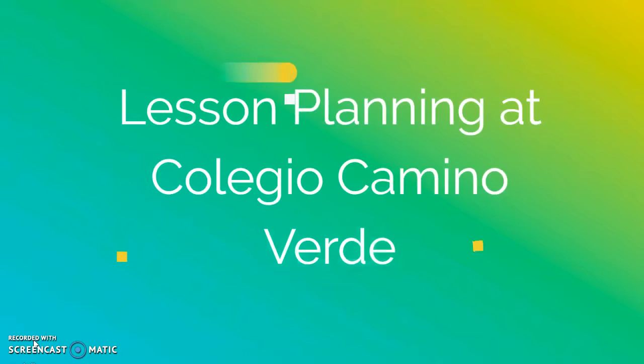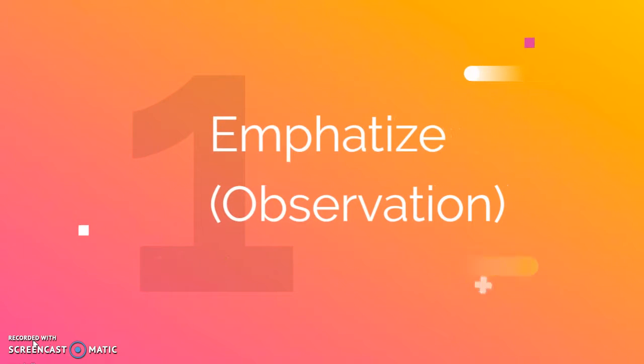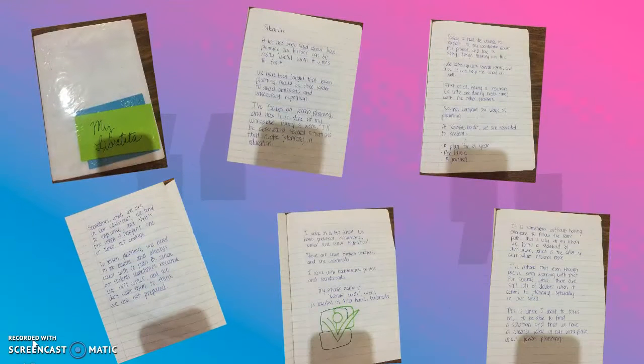The first one is empathize, or observation. On this stage, you have to observe every situation that is presented in your environment. So you have to keep record of everything that you see, everything that you observe, everything that is involved in that situation, so you can get to a conclusion, and eventually you're going to get to a solution for one problem in specific. So for this, I used a libretita where I wrote down every situation that I had seen.